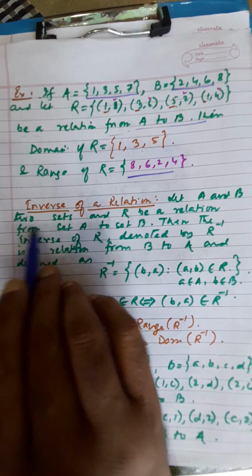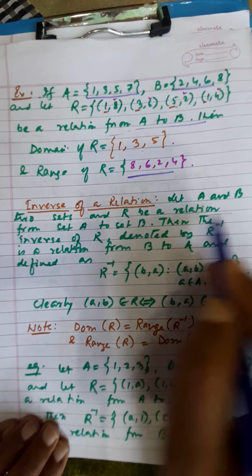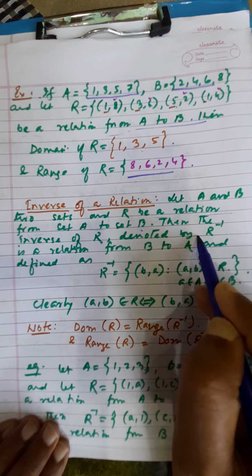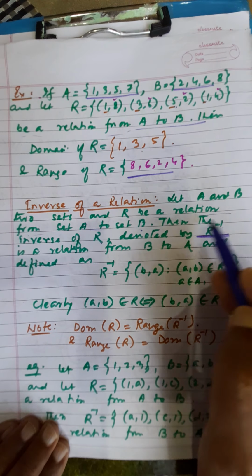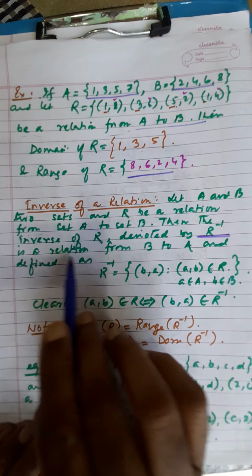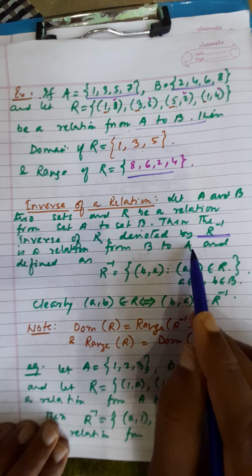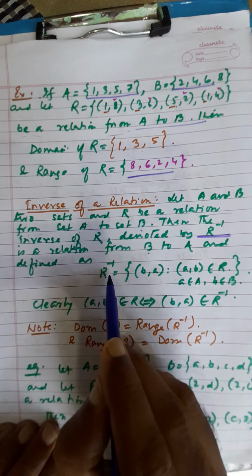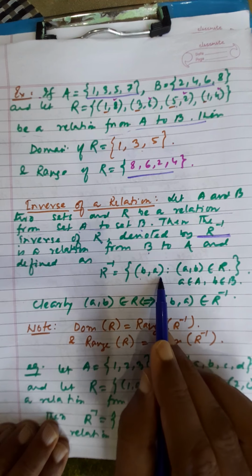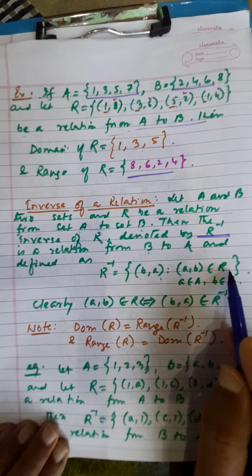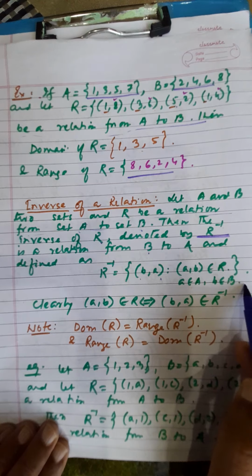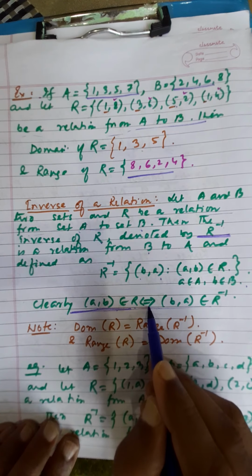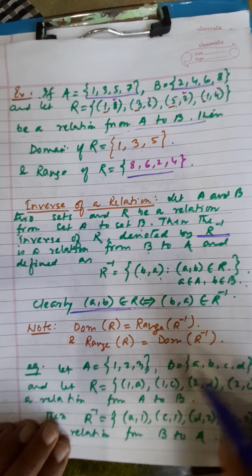Let A and B be two sets and R be a relation from set A to B. Then the inverse of R, denoted by R inverse, is a relation from B to A. Here it is A to B and here it will be B to A, and it is defined as R inverse is equal to (b, a) such that (a, b) belongs to R, a belongs to A, b belongs to B. Clearly, (a, b) belongs to R if and only if (b, a) belongs to R inverse. Okay.